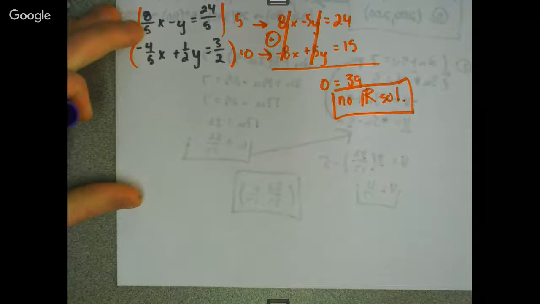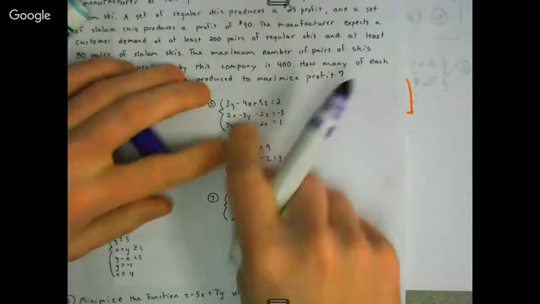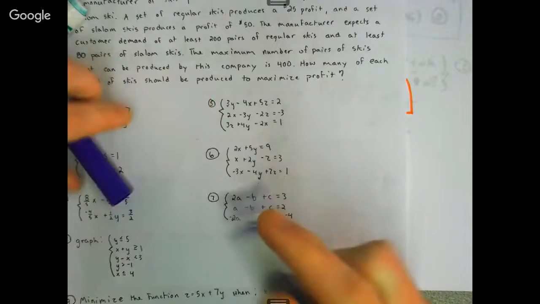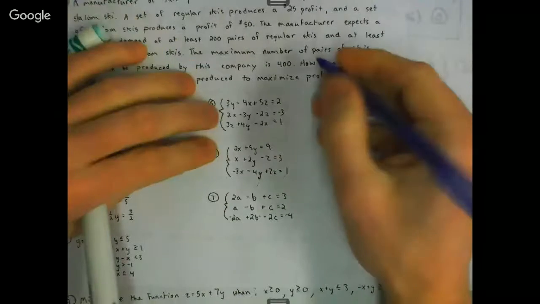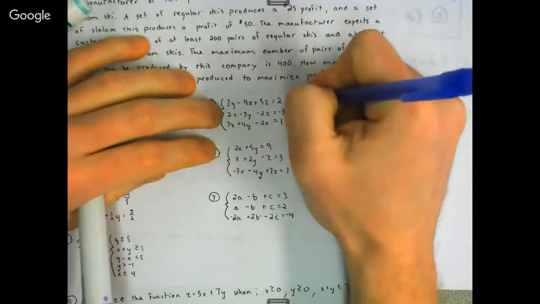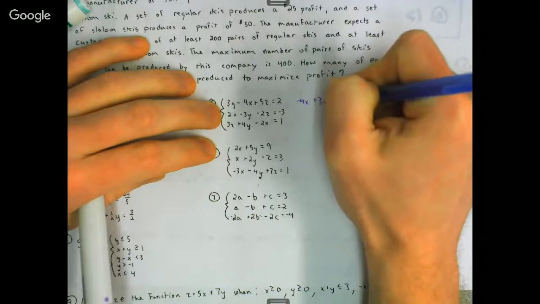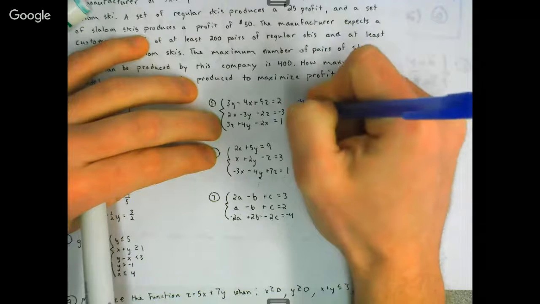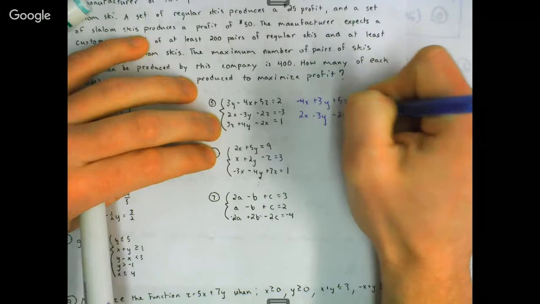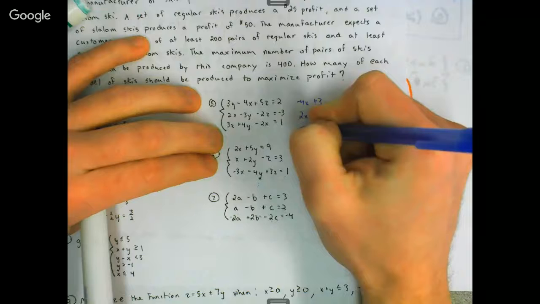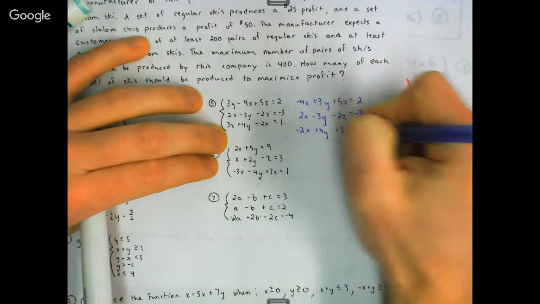All right, so we'll go to 3 variables now. So if we look here at this problem, the first thing you need to notice is that it is not in order. So we need to make sure all my x's, y's, and z's are lined up in columns. So we'll have negative 4x plus 3y plus 5z equals 2, and 2x minus 3y minus 2z equals minus 3, and negative 2x plus 4y plus 3z equals 1.